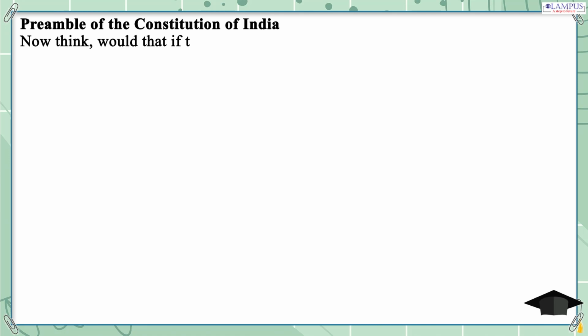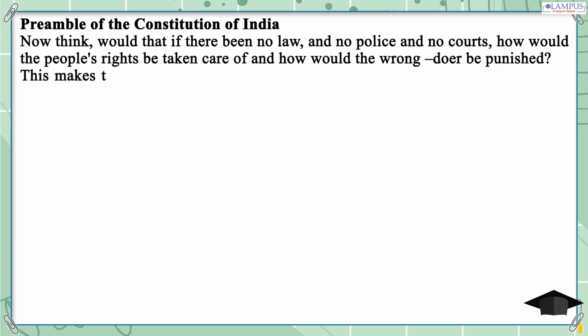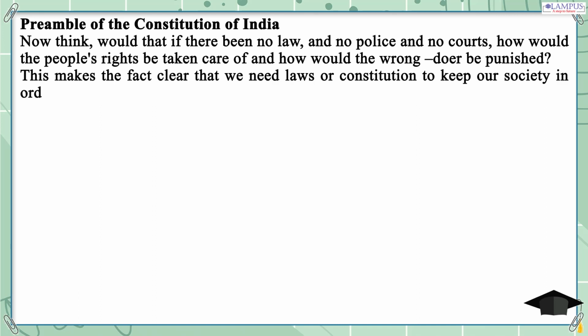Now think, if there had been no law, no police and no courts, how would the people's rights be taken care of, and how would the wrongdoer be punished? This makes the fact clear that we need laws or a constitution to keep our society in order and prevent confusion and chaos. Making of the Indian Constitution.